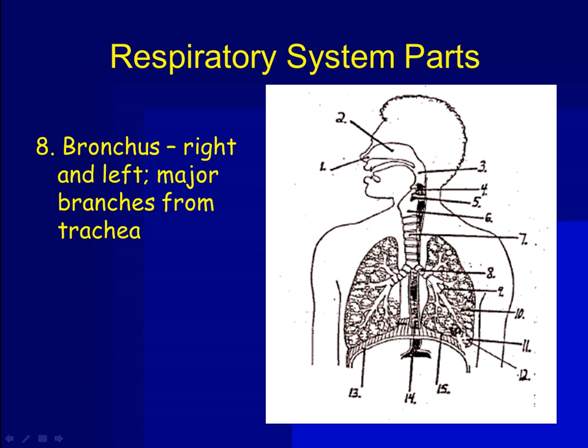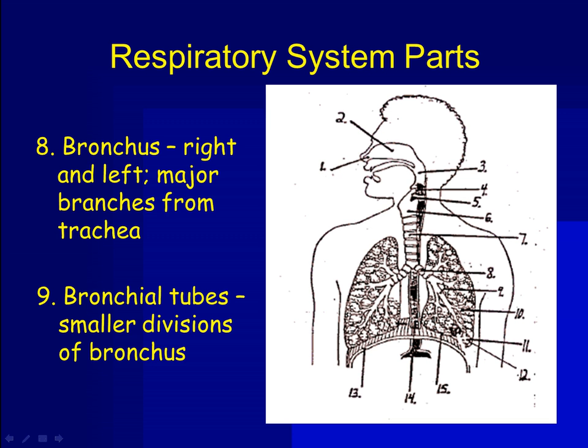Number 8, down here, now we're starting to break that trachea off into smaller subsections. And so we have the bronchus, the first division that takes place. We have a right bronchus and a left bronchus to go to the right lung and the left lung. And then we get down into further and further narrower pathways. The bronchial tubes, smaller divisions of the bronchus, so number 9.